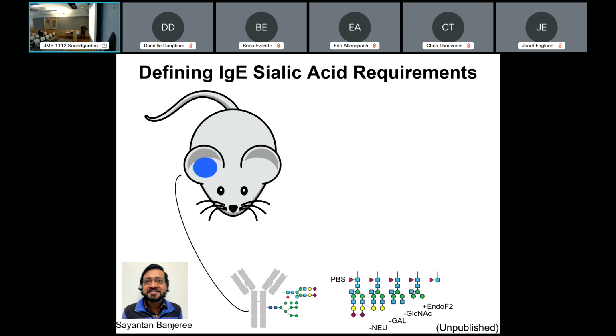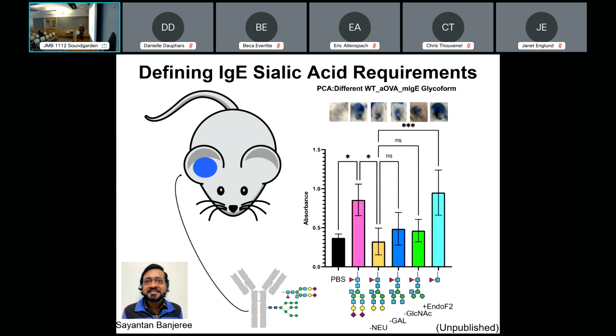And so he put these different glycoengineered IgE antibodies into the PCA model, and these are the results. You can see that the sialylated IgE is pretty allergic. When you remove sialic acid, it's attenuated. It stays attenuated if you subsequently remove galactose or N-acetylglucosamine. But then when he clips off the entire glycan, it rebounds. So we think that there is some inhibitory glycan, either the mannose trimer or the bisecting N-acetylglucosamine, that's being exposed when sialic acid is removed.